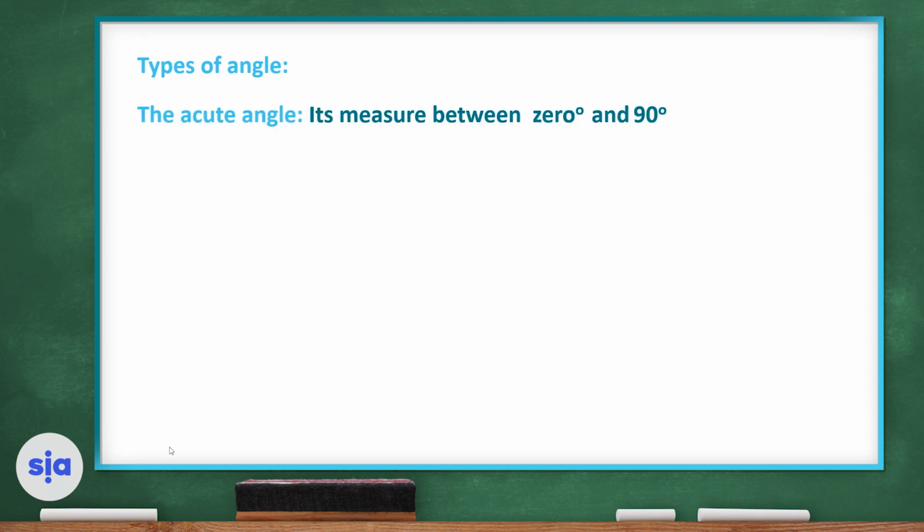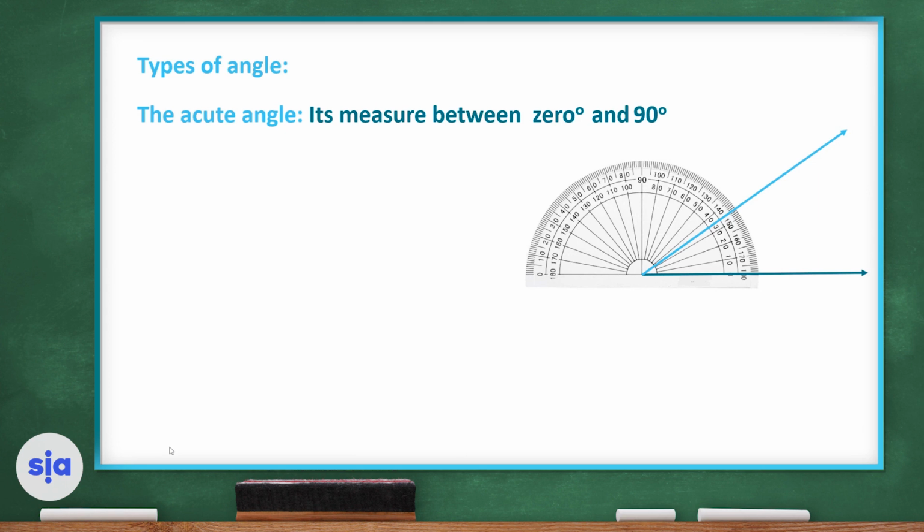The second type of angle is the acute angle. The acute angle is an angle whose measure is between 0 degrees and 90 degrees. If this is the first side of this angle and this is the second side of this angle, you will see that its measure is less than 90 degrees. We call it the acute angle.